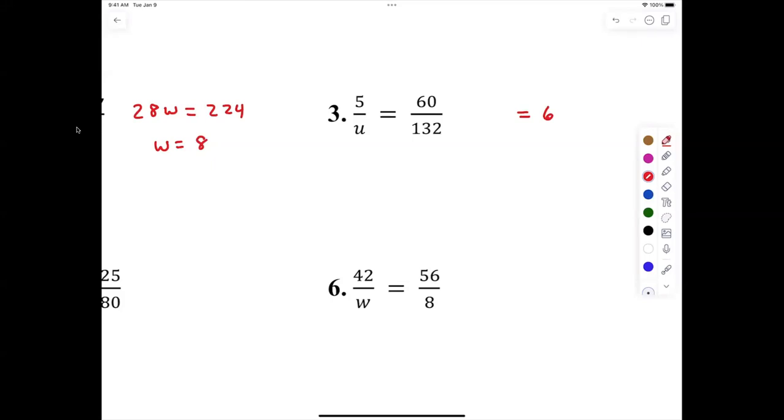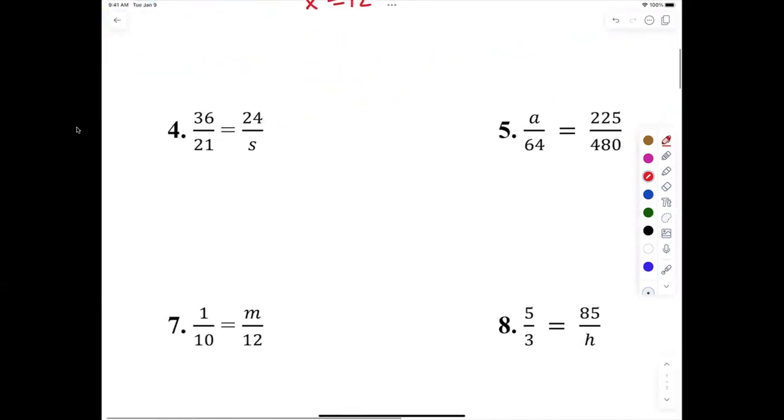So 5 times 132 is what? 660. Now what is the other part of it? And then divide by 60. No, 60U. That's what you're supposed to be writing down. 60U equals 660. So now what does U equal? 11. U equals 11.